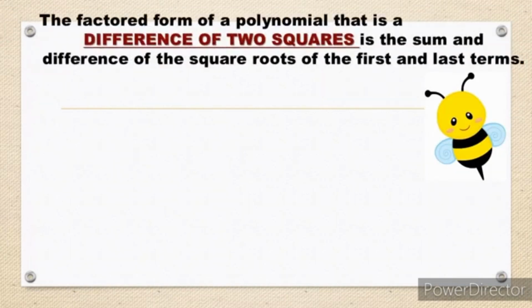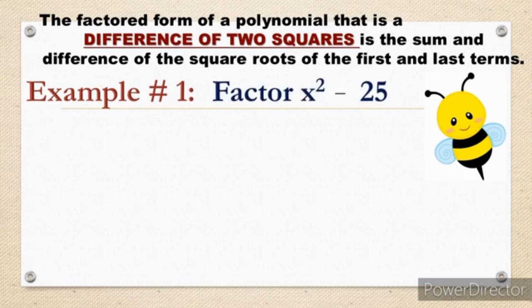Now I think you're ready, so let's proceed to the factoring of difference of two squares. The factored form of a polynomial that is a difference of two squares is the sum and difference of the square roots of the first and last terms. Okay, example 1.